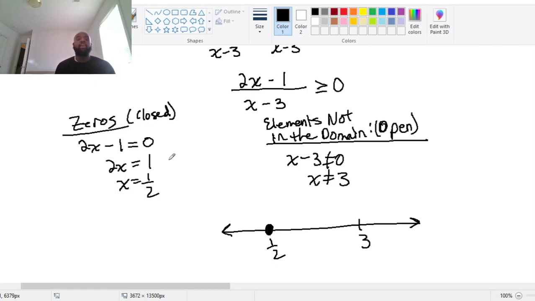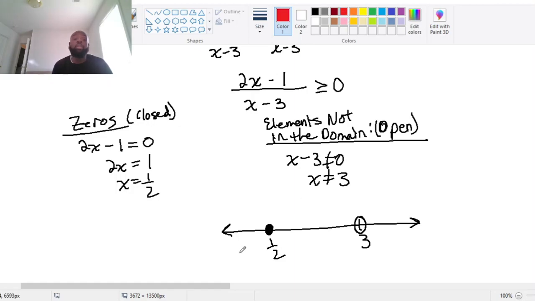Notice again, when I set my numerator equal to 0, it's going to give me my x-intercept, or where my rational function crosses my x-axis, right? And if I have an equality there, I'm going to use a closed circle. But if I don't have the equality, then I'm going to use an open circle. For the values that make my denominator equal to 0, they're not in your domain. And so you're always going to use an open circle with those because your rational expression can't equal that. And then we use our test point method, right?